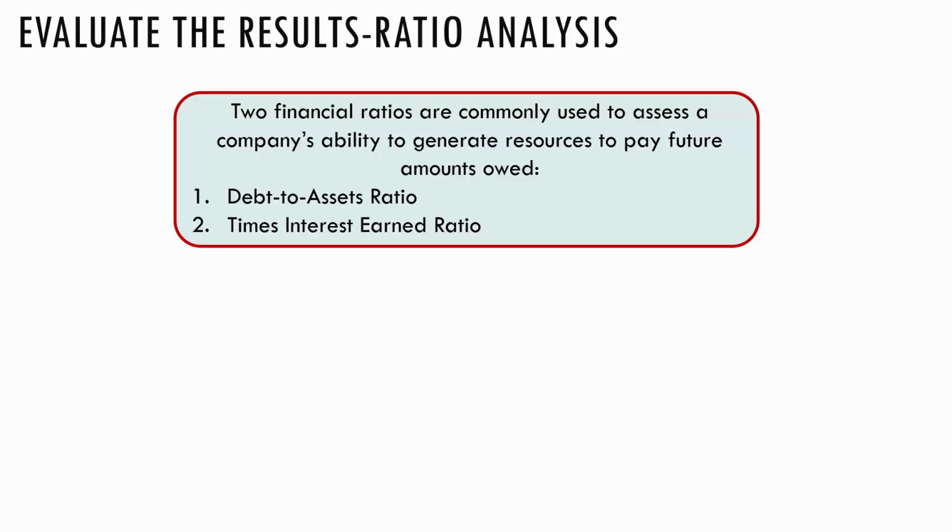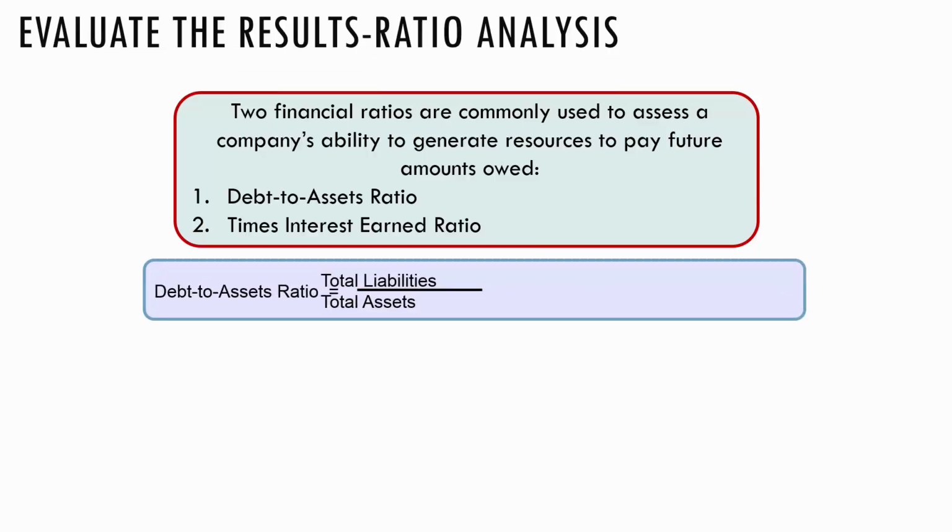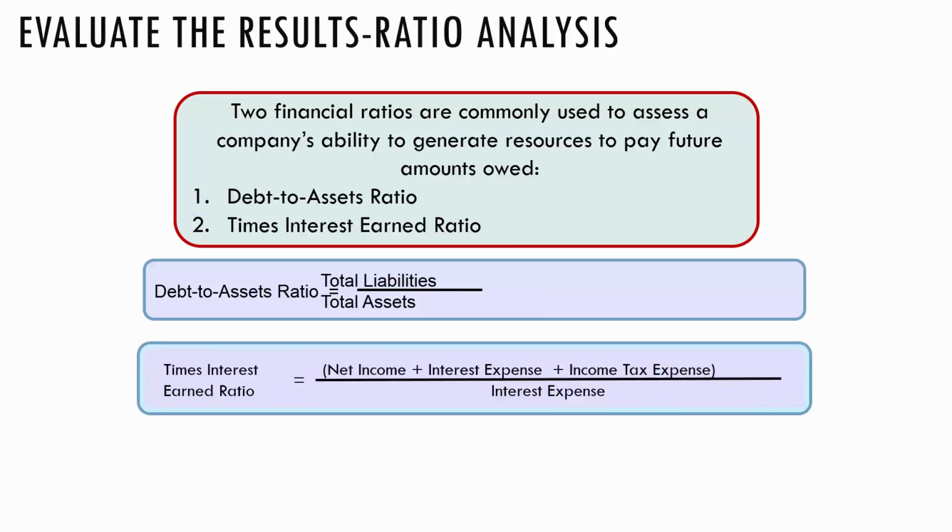The other ratio is times interest earned. Now what does this tell you? It gives you an indication of the ability of the company to pay their interest, to make their interest payments. So these are two important ratios in liability analysis. So debt to assets is total liabilities over total assets, and times interest earned is EBIT, earnings before interest and taxes, divided by interest expense.